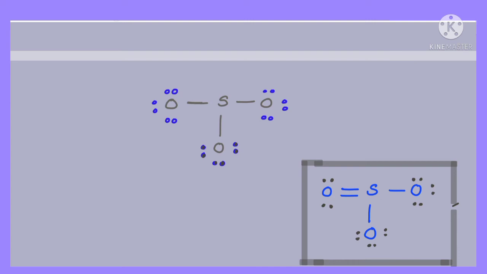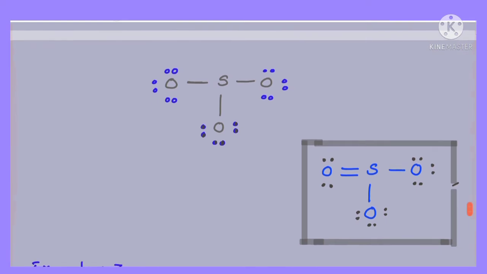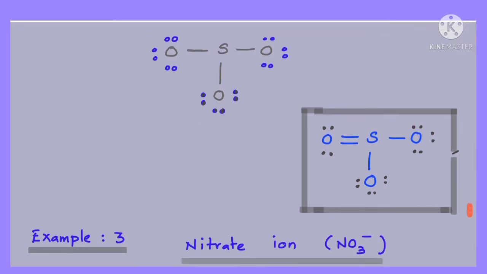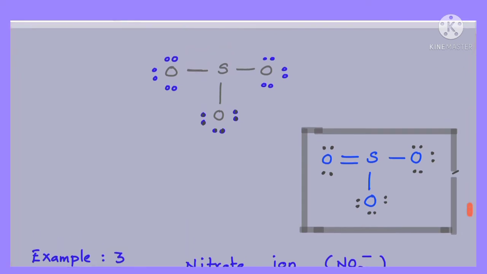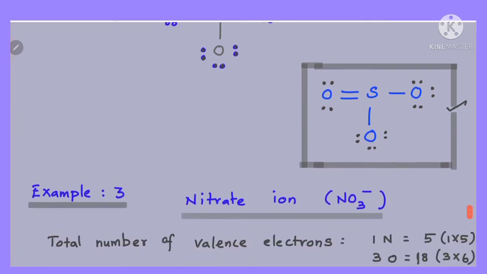But look at sulfur alone. Sulfur is surrounded by only 6 electrons, because around sulfur there are 3 single bonds. So sulfur is short of one pair of electrons. As usual, according to the rule, we can move any one of the lone pairs of a terminal oxygen between oxygen and sulfur. All the 3 oxygens are similar, so I am going to move this lone pair between sulfur and oxygen, which forms a new bond. So finally I get this structure. This is the electron dot formula of sulfur trioxide.